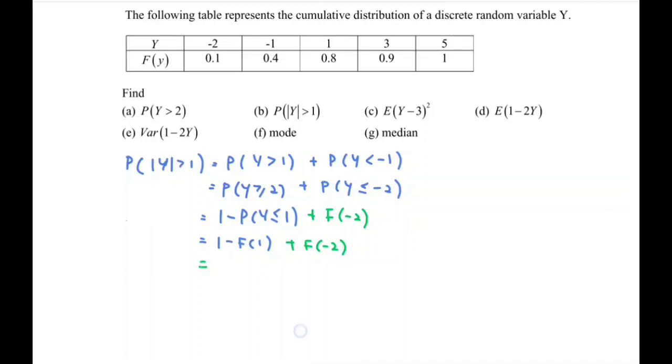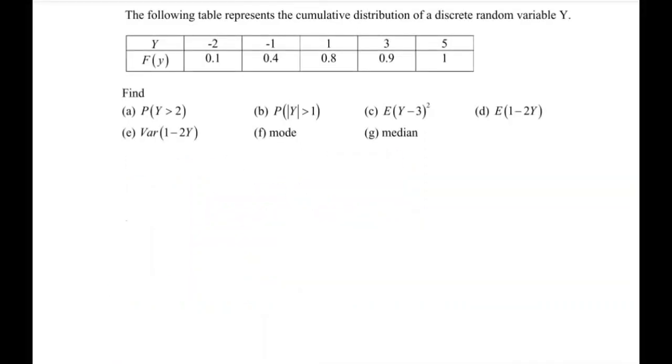By referring to the table, then we have 1 minus F(1), meaning that we have 0.8. Plus, we have F(-2), then we have 0.1. Then we have the situation 0.3. The probability that modulus y greater than 1 is 0.3.